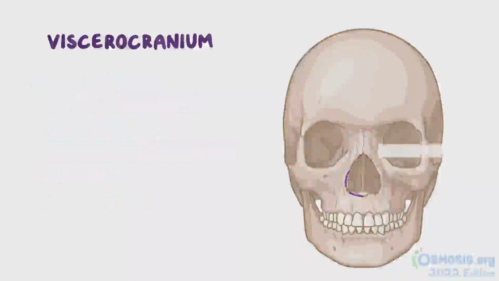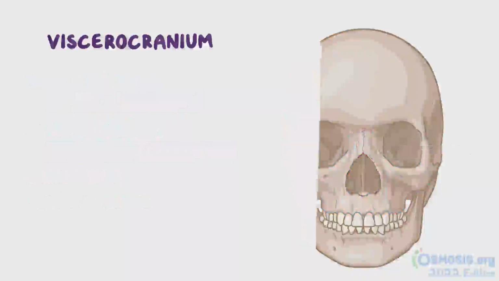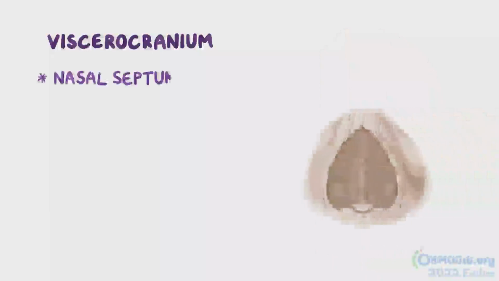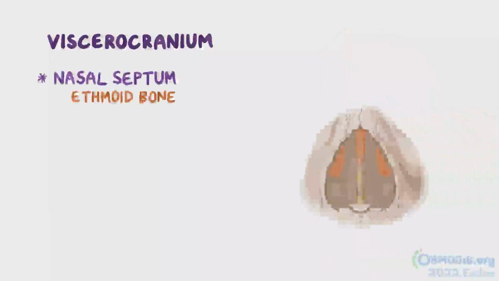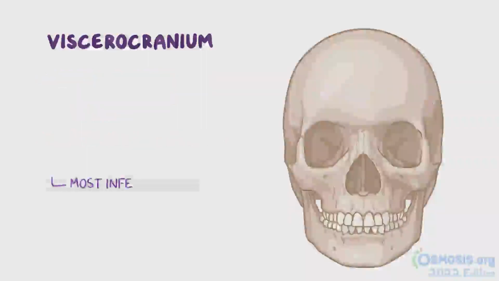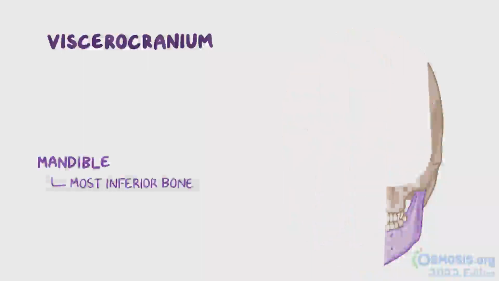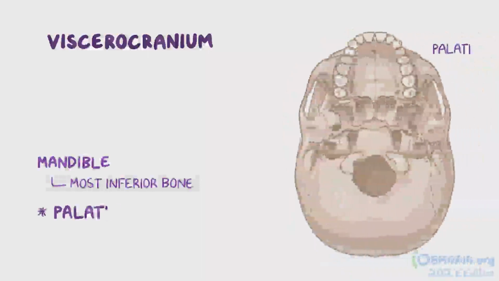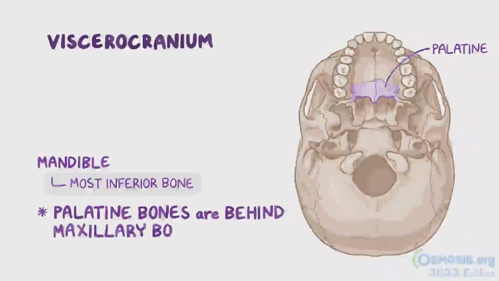Now, if you look inside the piriform aperture, which is the opening to the nasal cavity, you can see the nasal septum formed by the ethmoid bone superiorly and the vomer inferiorly. You can also see the middle nasal conchae, which are also part of the ethmoid bone, and the inferior nasal conchae, which are their own separate bones. The most inferior bone of the face is the mandible. The only bones you won't see from this view are the palatine bones, which are behind the maxillary bones.